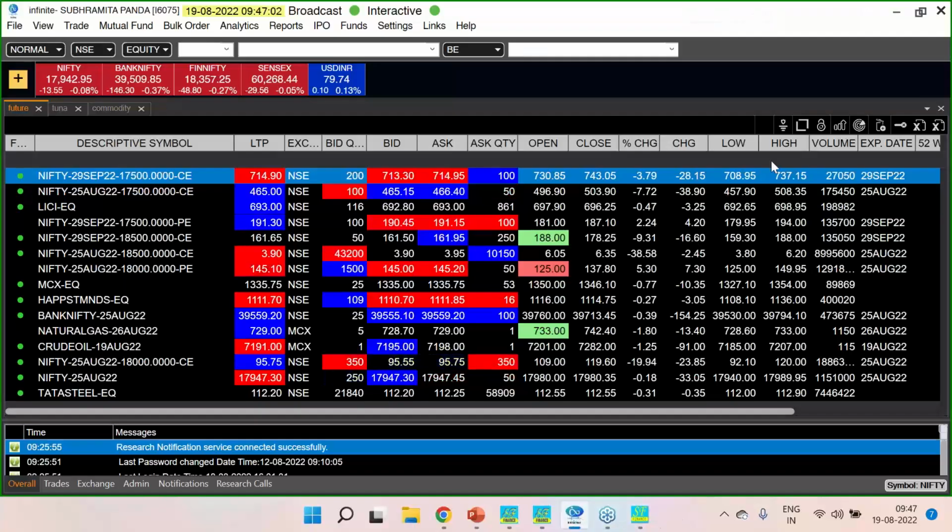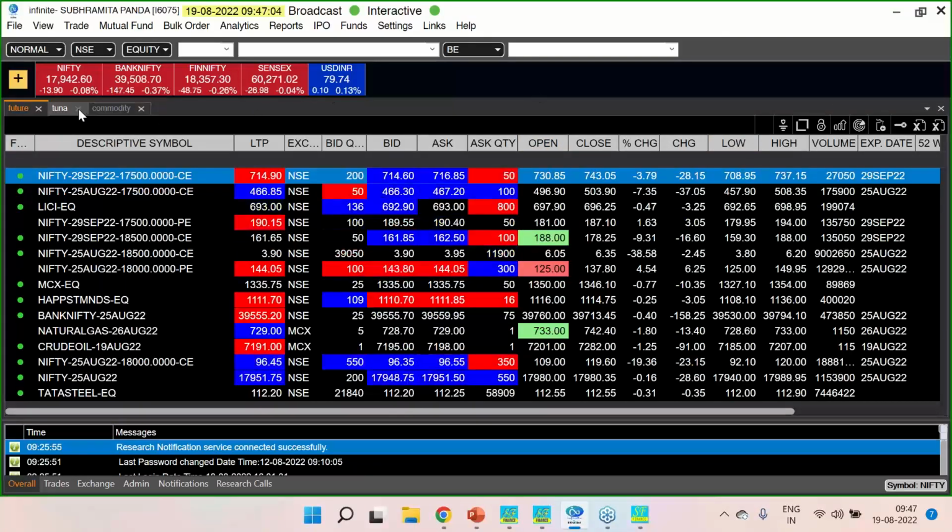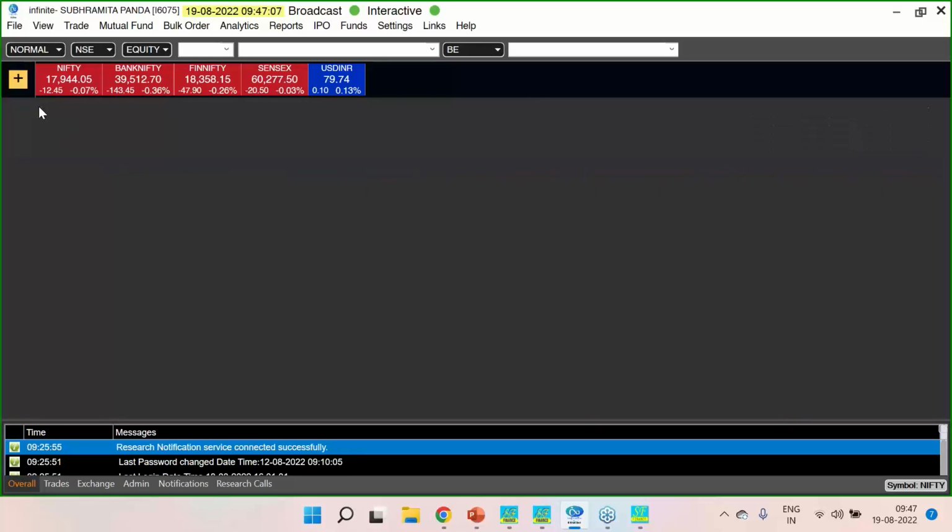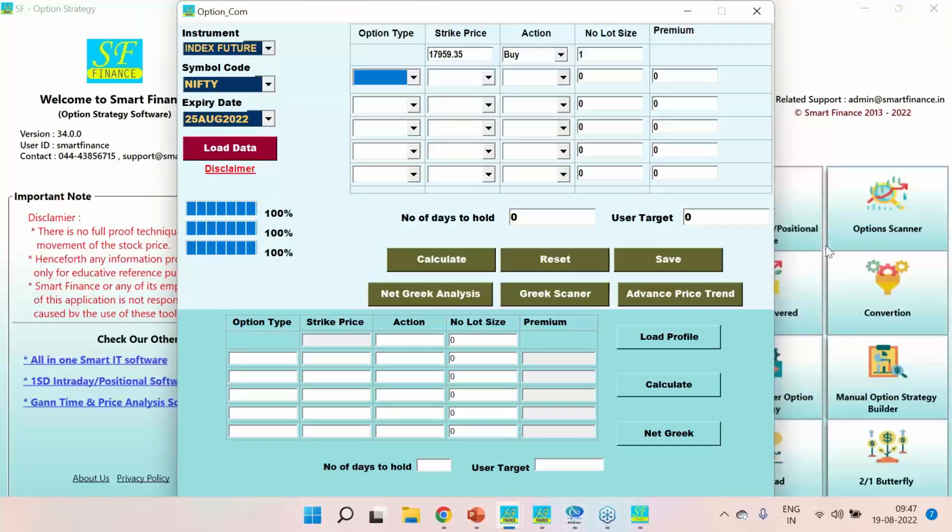There is some sound issue, they're telling. So I will be closing all these windows, so it will be a little better.